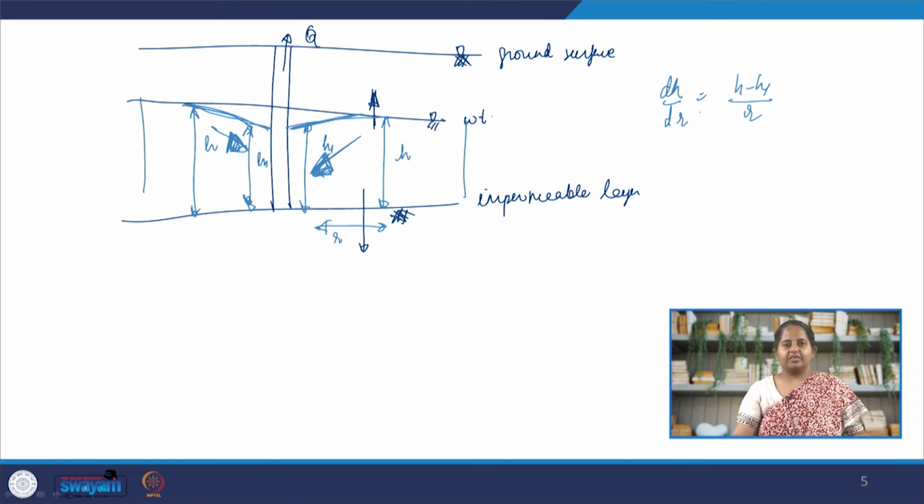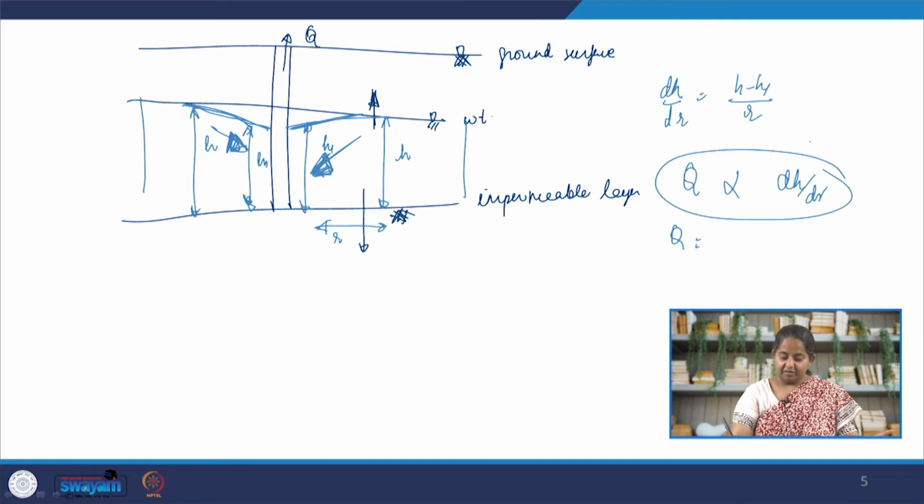Okay, so this is our hydraulic gradient. We know that the flow rate is proportional to the hydraulic gradient, and this is, by the way, Darcy's law. I should have shared this earlier. Assuming that there is a linear relationship between the flow of groundwater and the hydraulic gradient is Darcy's law, and then we have hydraulic conductivity multiplied by area dH by dr.